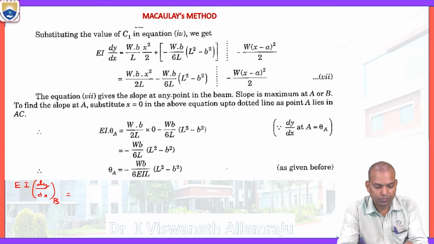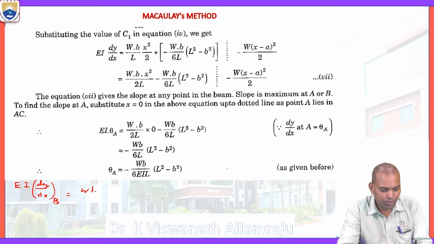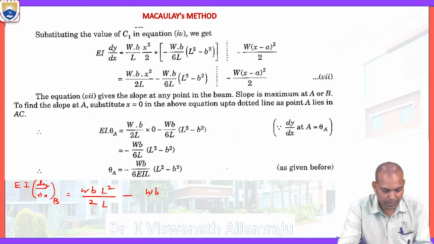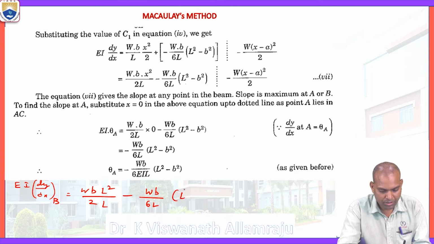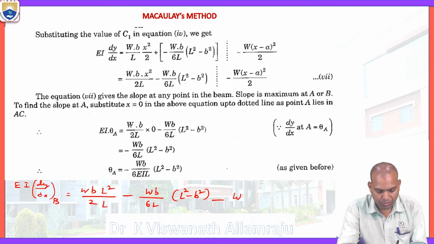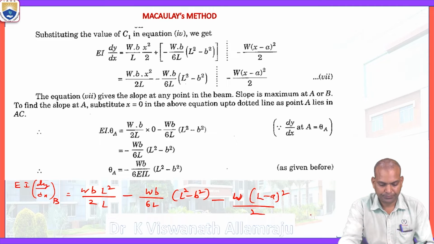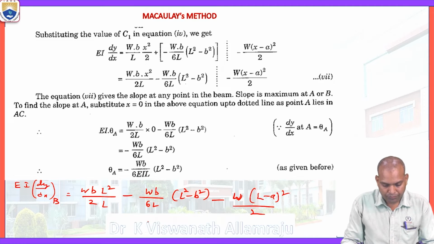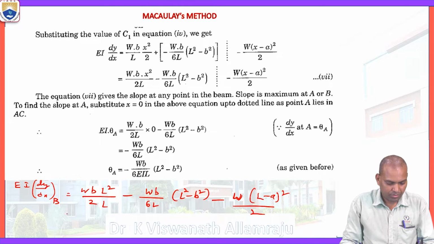In the total portion, both the parts: WB, x equal to L, L square by 2L, minus WB by 6L times L square minus B square, negative term W times L minus A whole square by 2. Now, yes, L gets cancelled here.